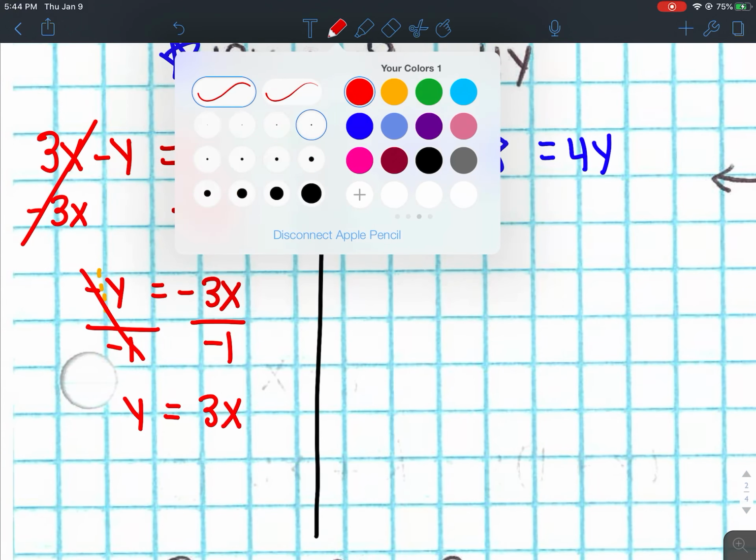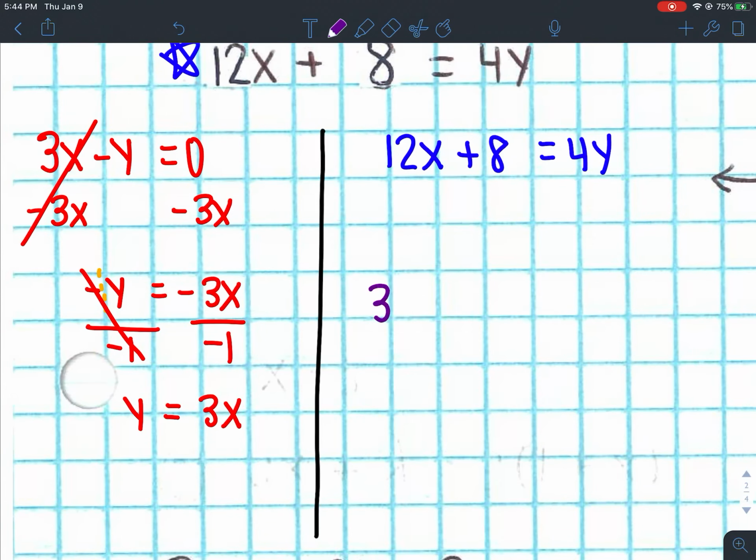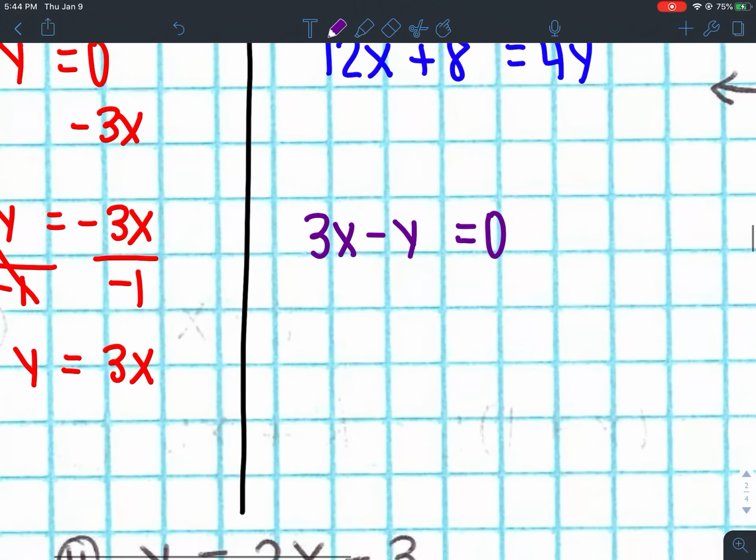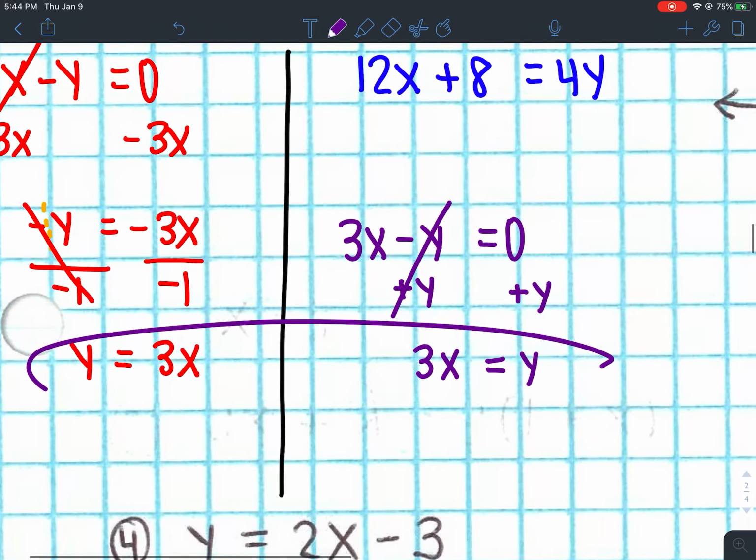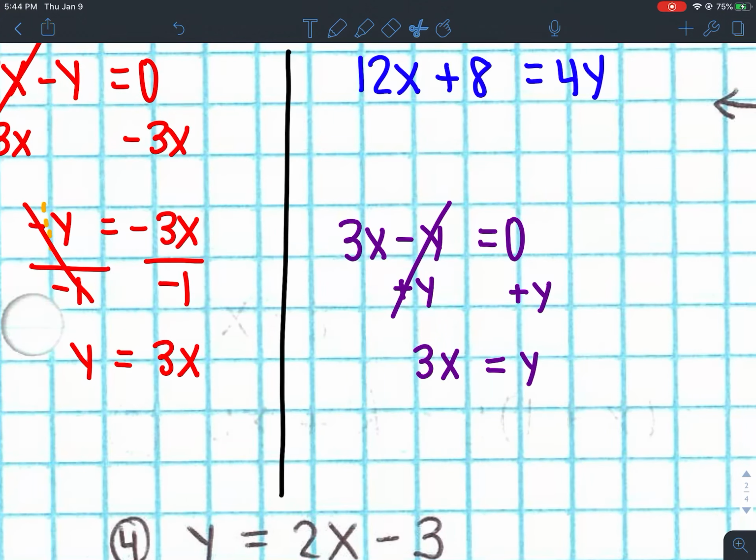Okay, now there was an easier way to do this, and I'm going to do it on this side in purple, and I'm going to erase it in a second. Now normally we want our y on that left side, but do we always have to have it on the left side? Not really, right? So I could have just added y to both sides. And then I get 3x equals, what's 0 plus y? Just y. Isn't that the same thing? It is. It's just flipped on the sides, but they're the same thing.